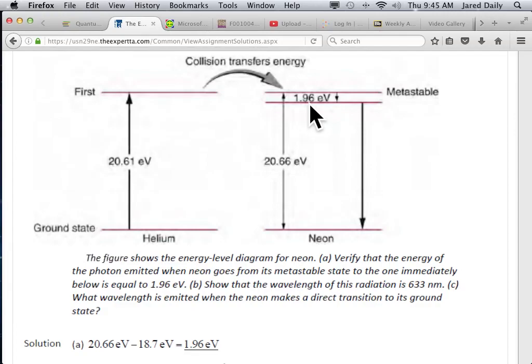We want to verify that that photon is 1.96 electron volts. So how do you verify that? You verify that by taking the difference between the levels, right? So this jump is 20.66. This jump right here is going to be, let's see, is that right?